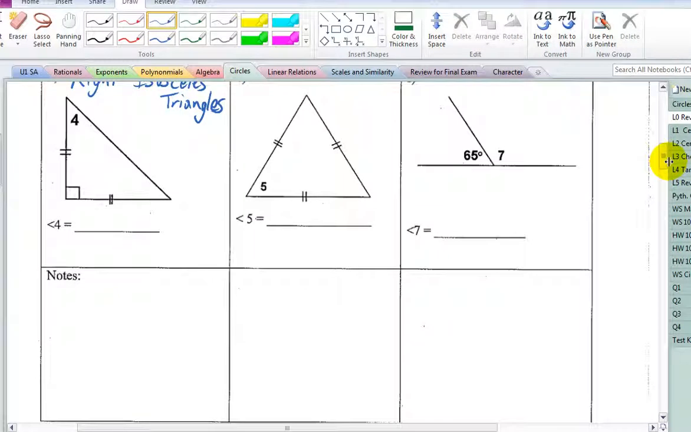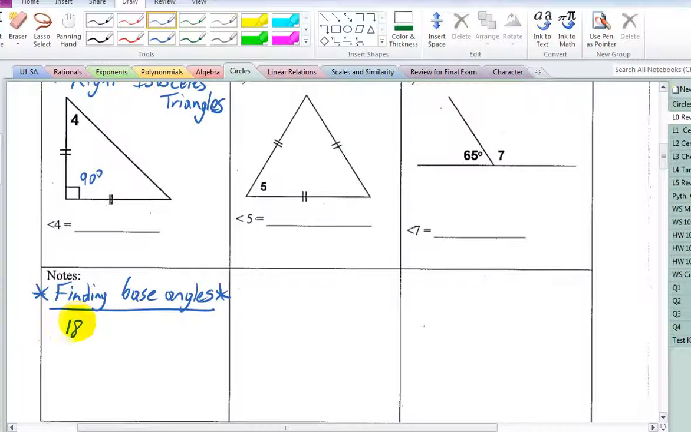Okay, now angle 4. So this is 90 degrees. So finding the base angles, you're going to use this a lot. There you go. We take a total of 180. We subtract the 90 degrees. And guess what? We have 90 degrees left over.